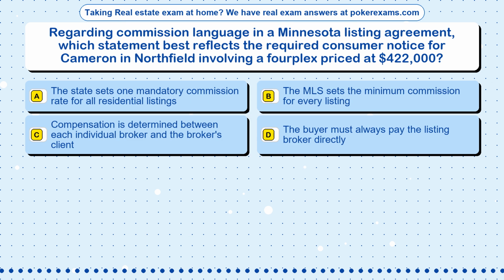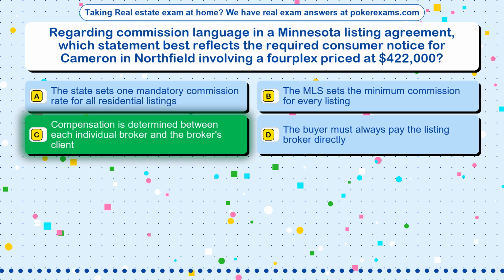Question 43. Regarding commission language in a Minnesota listing agreement, which statement best reflects the required consumer notice for Cameron in Northfield involving a fourplex priced at $422,000? Option A. The state sets one mandatory commission rate for all residential listings. Option B. The MLS sets the minimum commission for every listing. Option C. Compensation is determined between each individual broker and the broker's client. Option D. The buyer must always pay the listing broker directly.